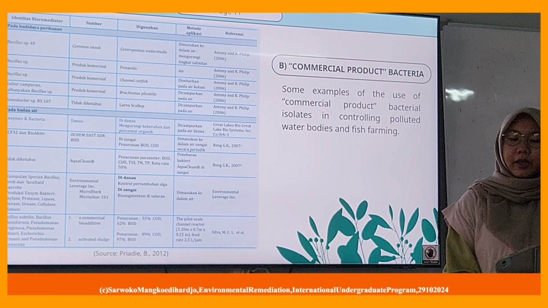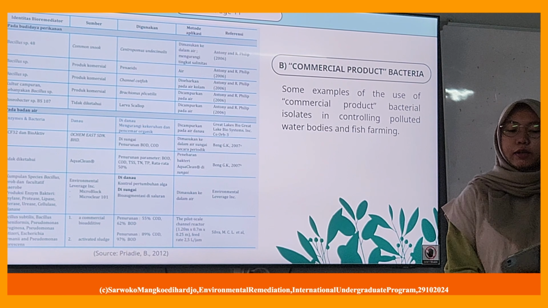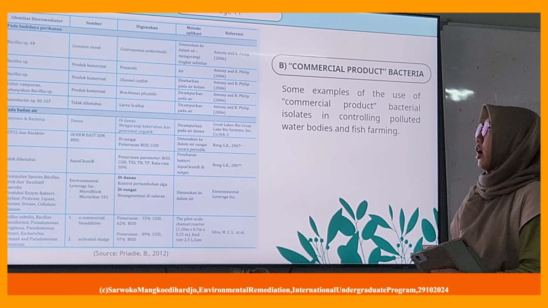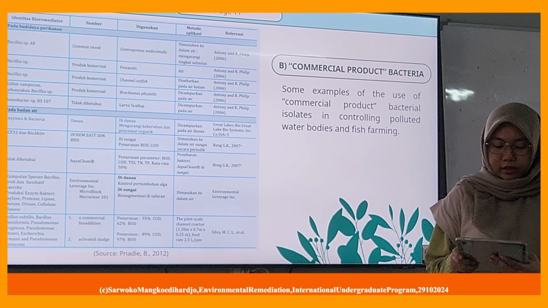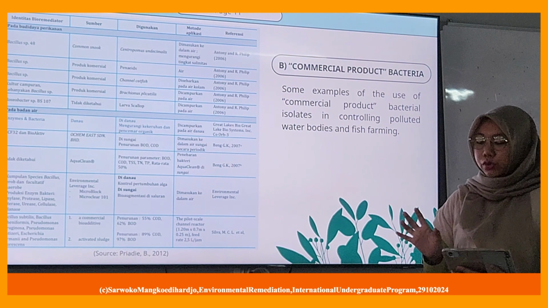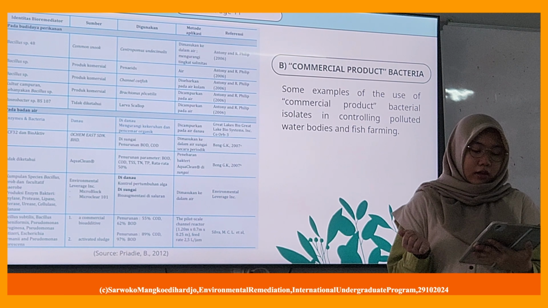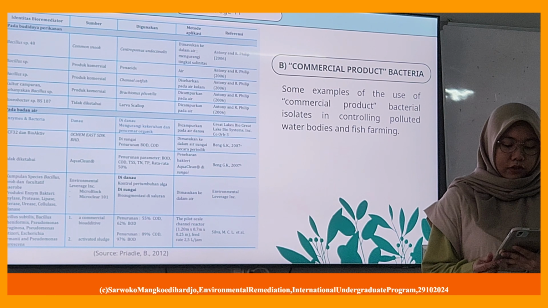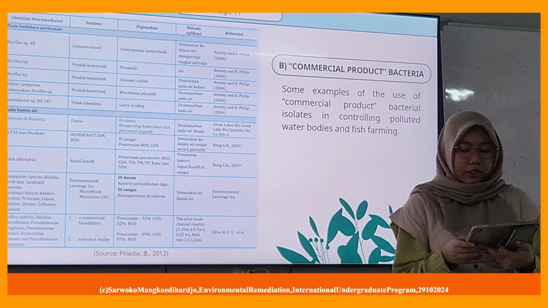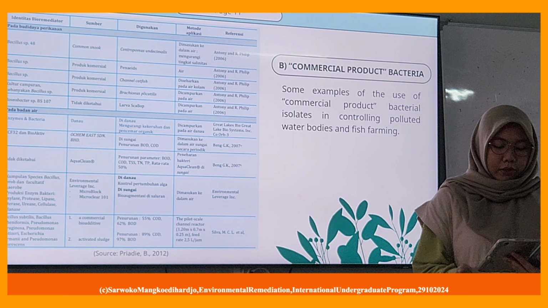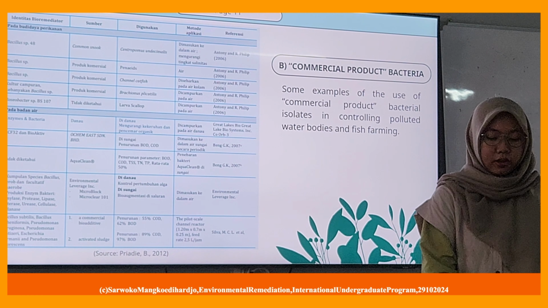And this is some example of the use of commercial product bacterial isolates in controlling polluted water bodies in fish farming. The commercial products for bioremediation are commonly used to maintain the quality of lake water, like foam, algal bloom, and nitrate phosphate reduction, and to increase clarity. In addition to stagnant waters, the commercial products have also been applied to flowing water.